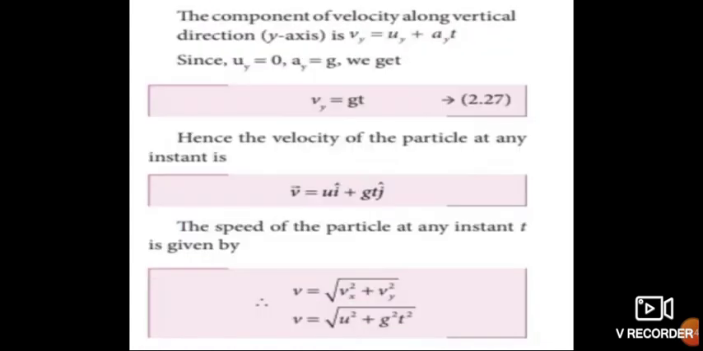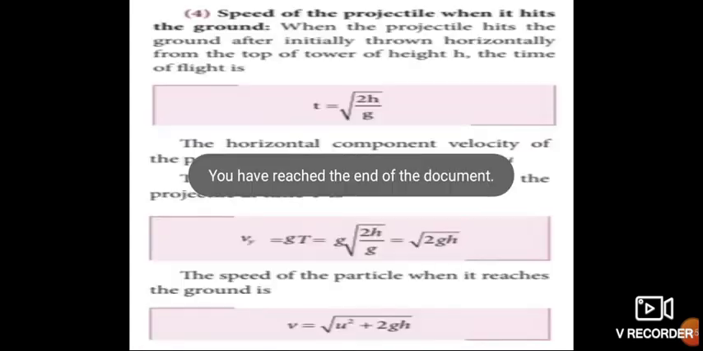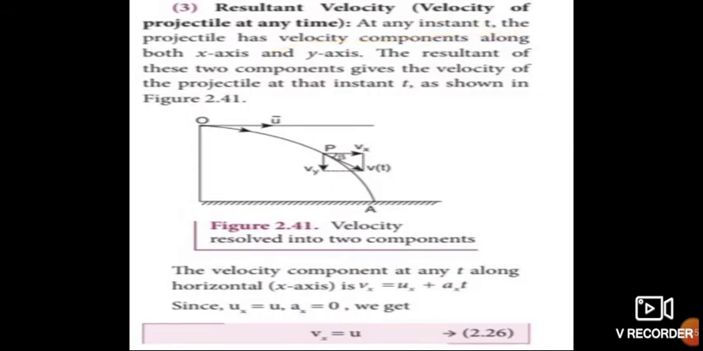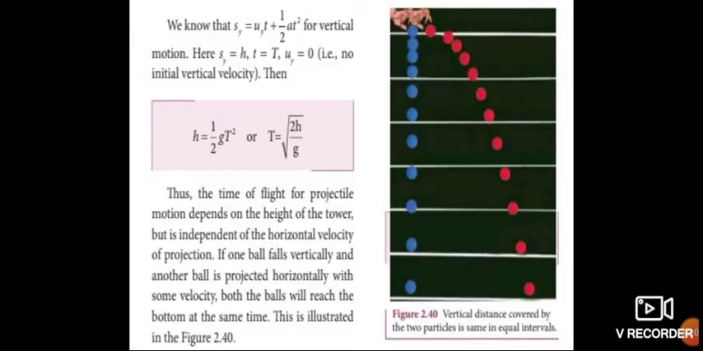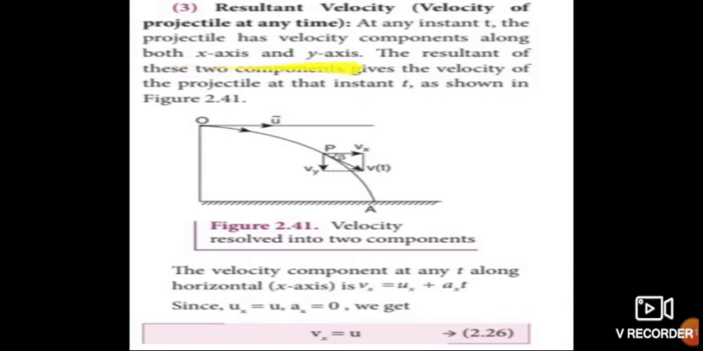Next, resultant velocity. The resultant velocity is the velocity of the projectile at any time. At any time t, the projectile has the velocity components along both the x-axis and y-axis. The resultant of the two components gives the velocity of the projectile at the time t, as shown in the figure. So resultant velocity means velocity of the projectile at any time.